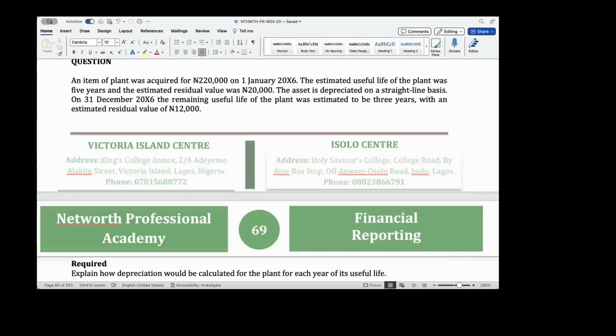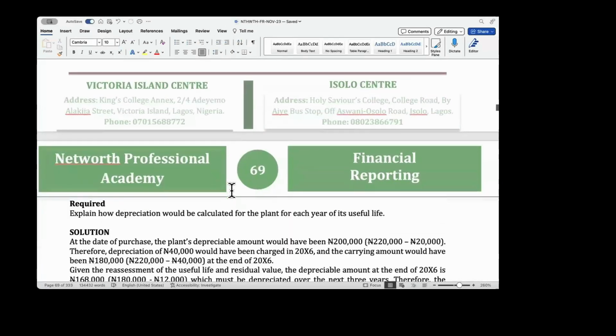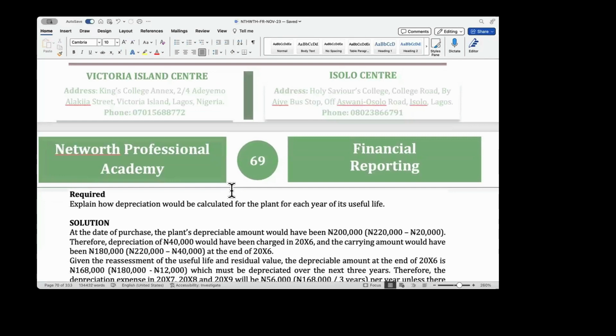That will be the cost of the asset at the beginning in January 2006, which is 220,000 minus the residual value of 20,000, which gives 200,000. Divided by what? Divided by 5, the estimated useful life. Fantastic. So 200,000 divided by 5 years. Okay. Fantastic.